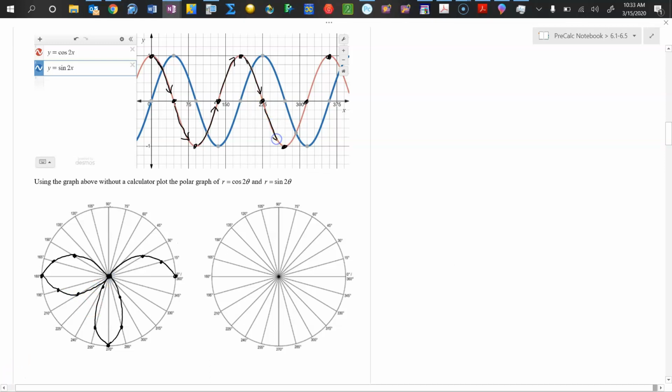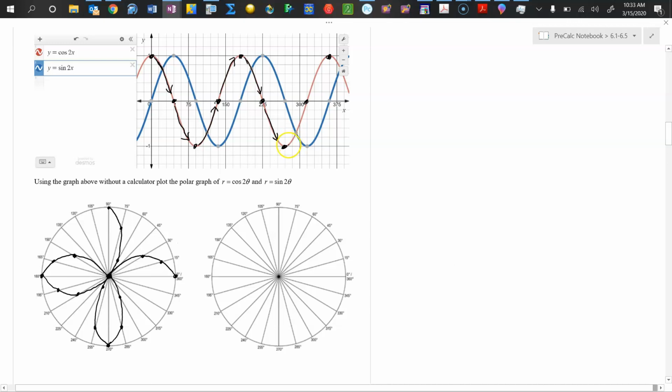From 225 degrees to 270 degrees, r is decreasing from 0 towards -1. So at 240 degrees, for example, r is negative, but relatively close to 0. At 255 degrees, r is closer to -1, and by the time we get to 270 degrees, r is equal to -1. So that portion of our polar graph is going to look like that.